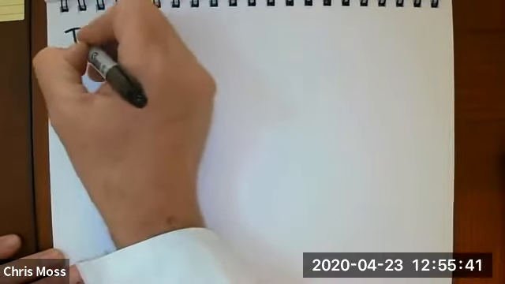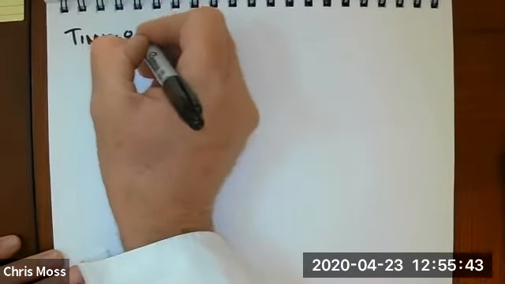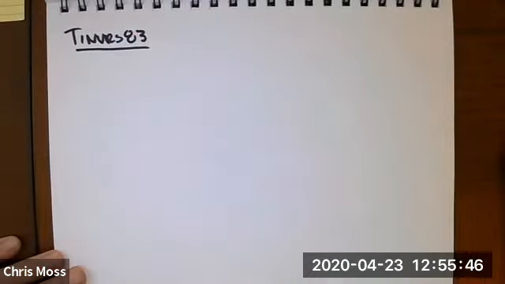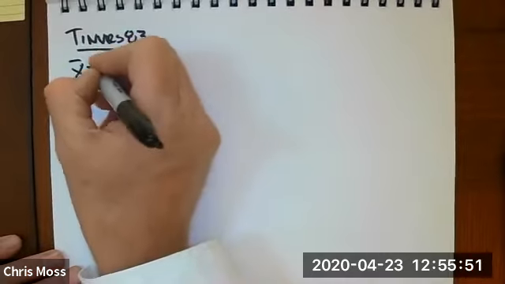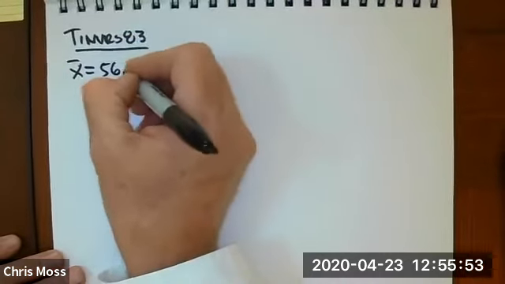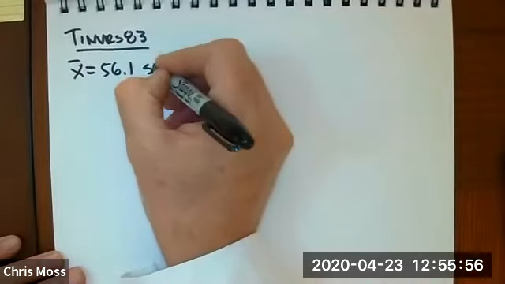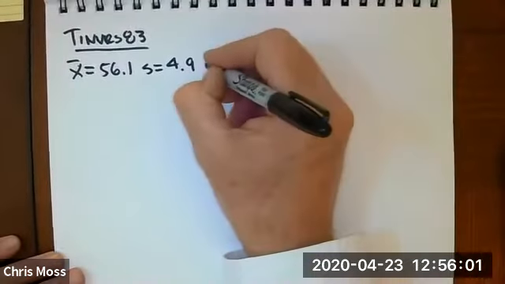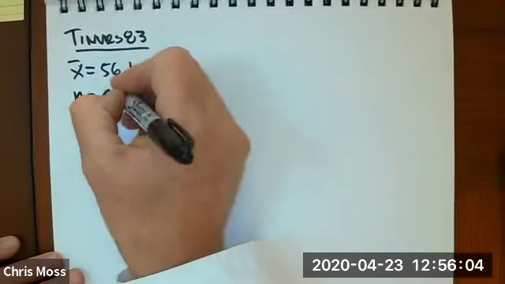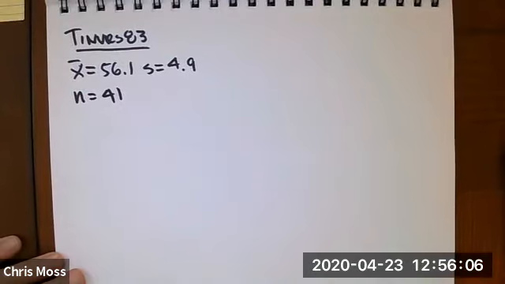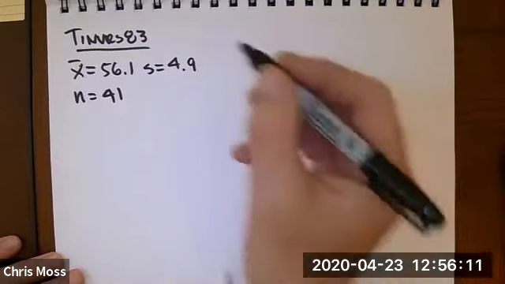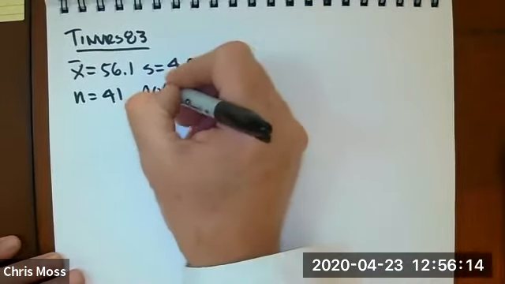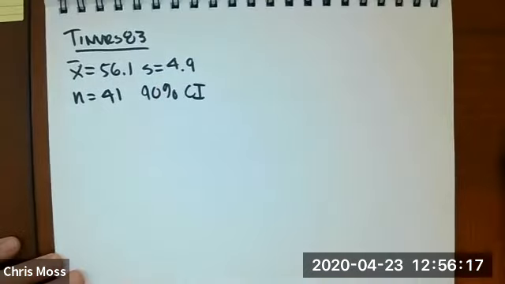If I use the T inverse 83 program, my example here, we'll use a mean of 56.1, a standard deviation of 4.9, and a sample size of 41. We're going to go ahead and construct the 90% confidence interval.